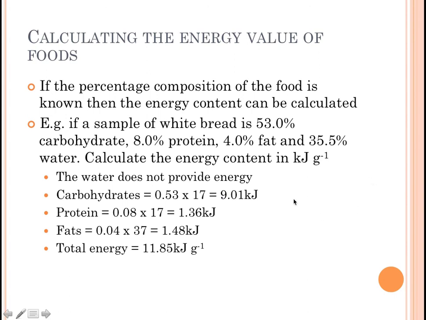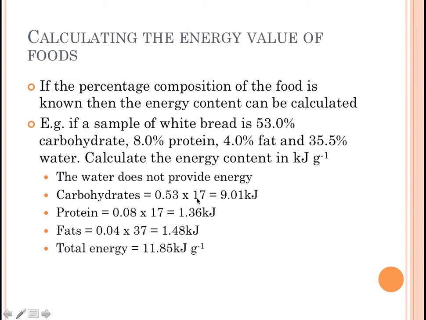We can calculate the energy value of food by looking at the percentage composition, and therefore adding up the total amount of energy in it. So if you've got a sample of white bread, and we know that it's 53% carb, 8% protein, 4% fat, and the rest is water. The water isn't providing any energy, so we can forget about that.